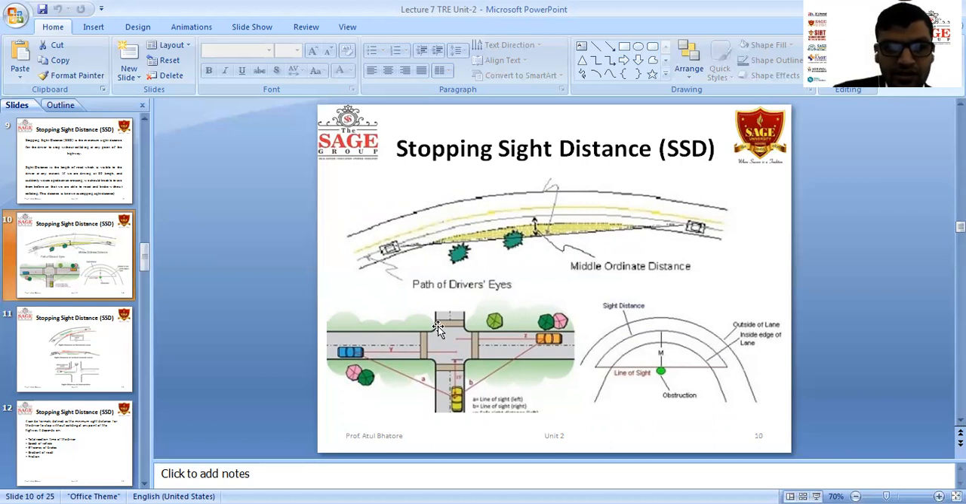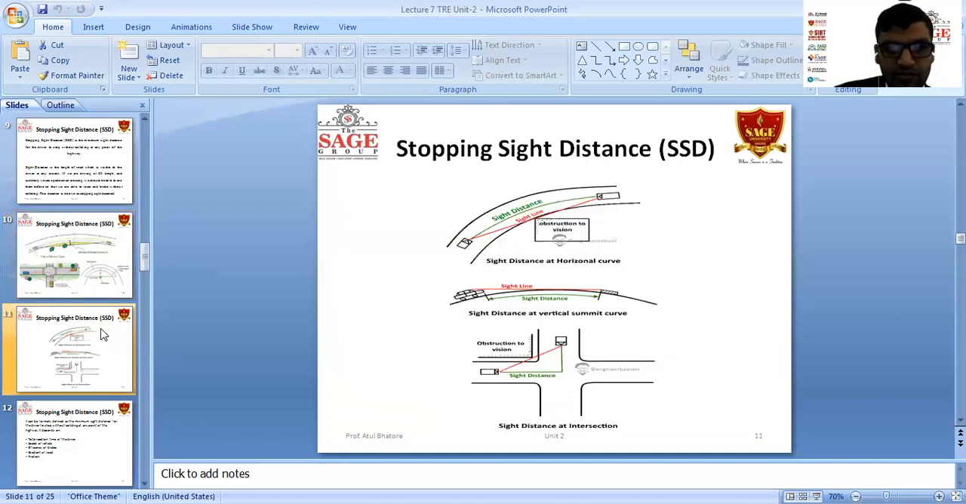We all know that it is very difficult to see another vehicle coming from another road, especially at an intersection, because there are so many trees and localities. So at least some distance should be provided at the intersection to see the vehicles coming from another road. Again, the figure showing the stopping sight distance.